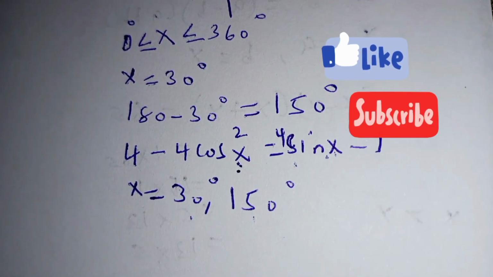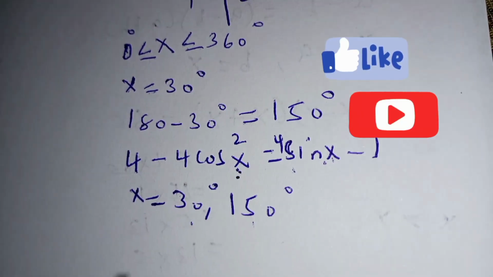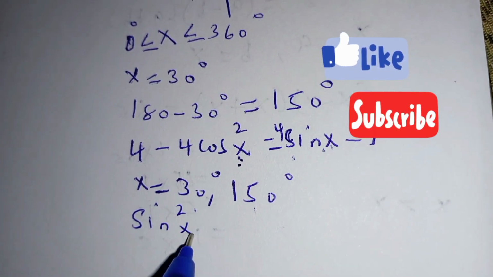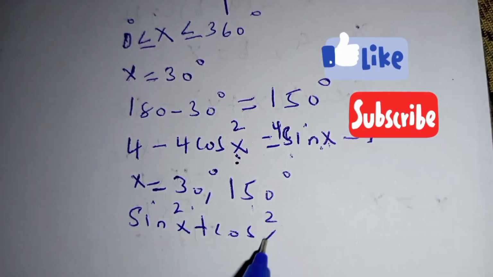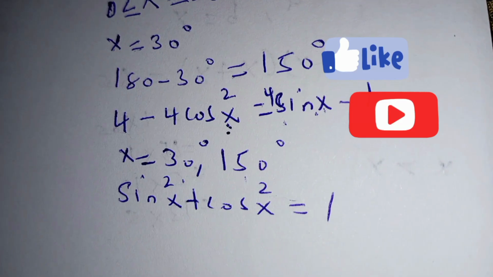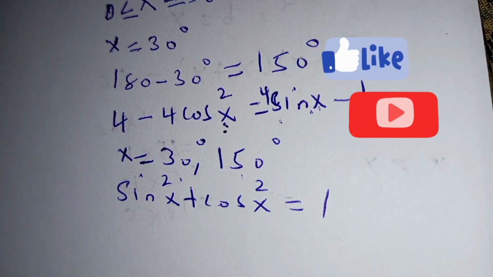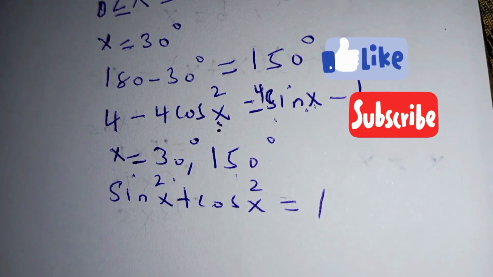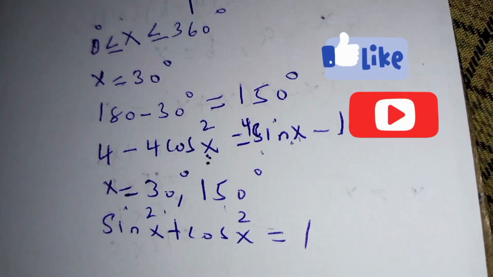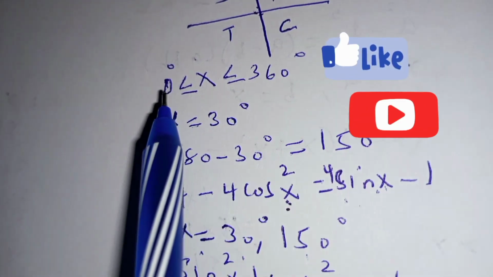Remember to follow those 4 steps. Step number 1, use this identity of sine squared x plus cos squared x is equal to 1, and also make it a quadratic equation, then solve the quadratic equation, and finally find the values of the angle of x in the range given, the range of 0 degrees to 360 degrees.